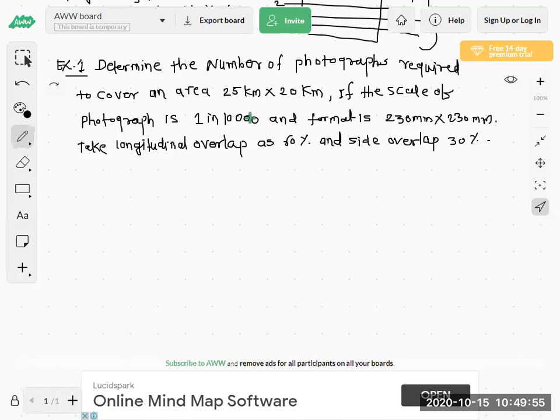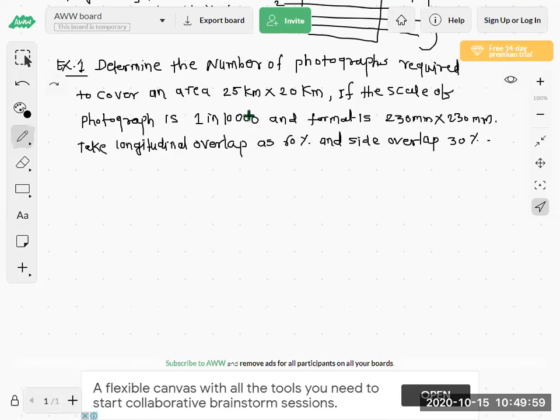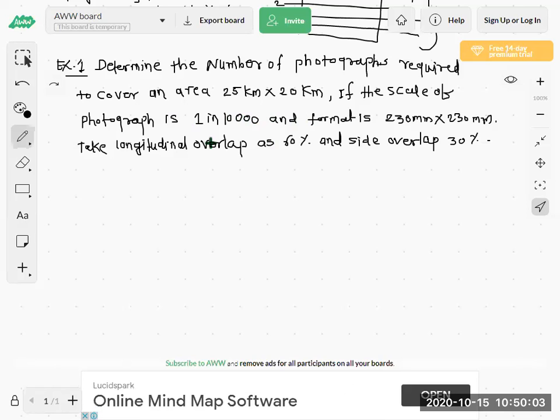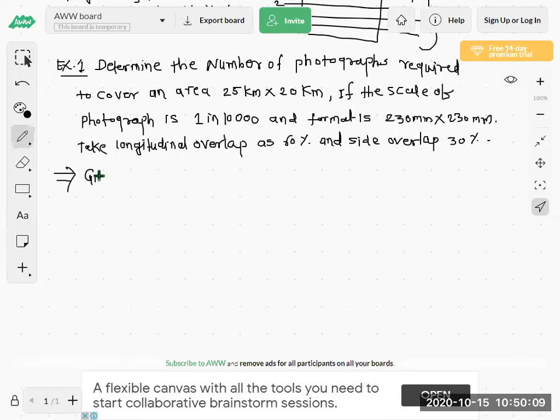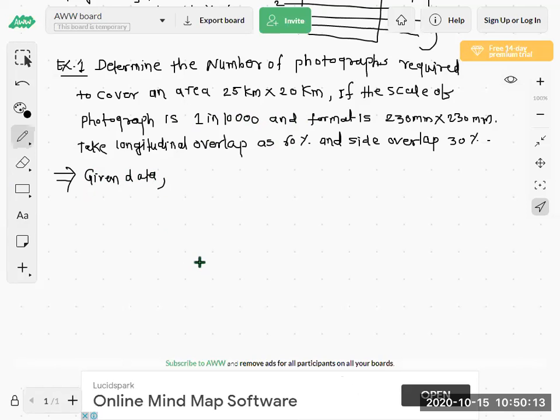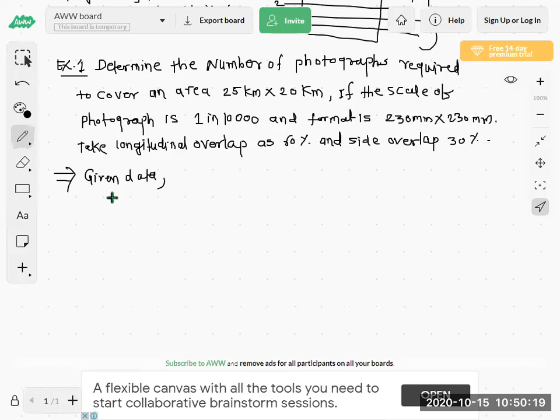The cost is very high, because we have to use the aircrafts for the photography purpose, so that cost is very high. Okay, so this is the problem statement. Now we'll see what is given data here. What is given? See, first ground area is given.